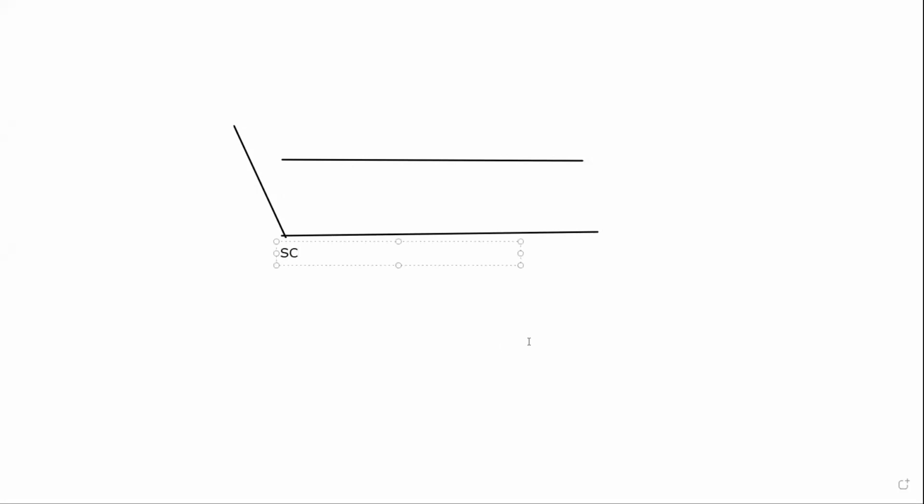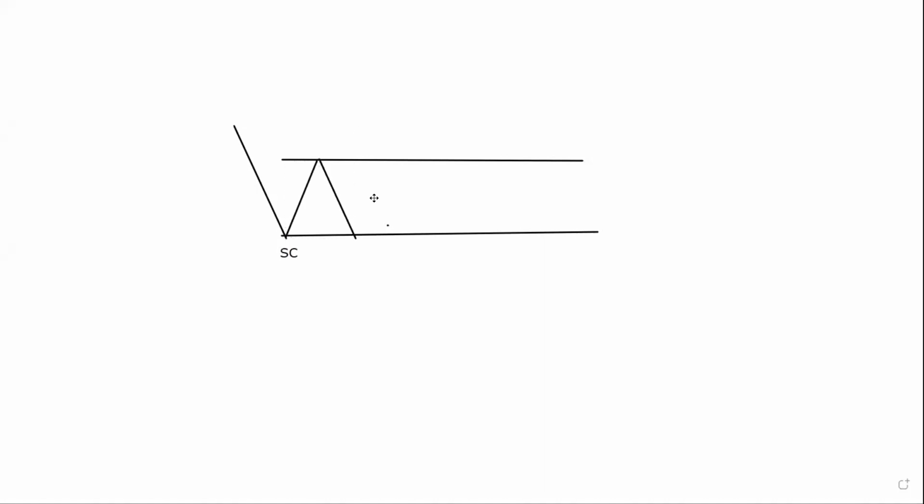All right. So I have a whiteboard here. Let's suppose we have a distribution range here. We have a selling climax here, SC, right? And then we have this bar here.